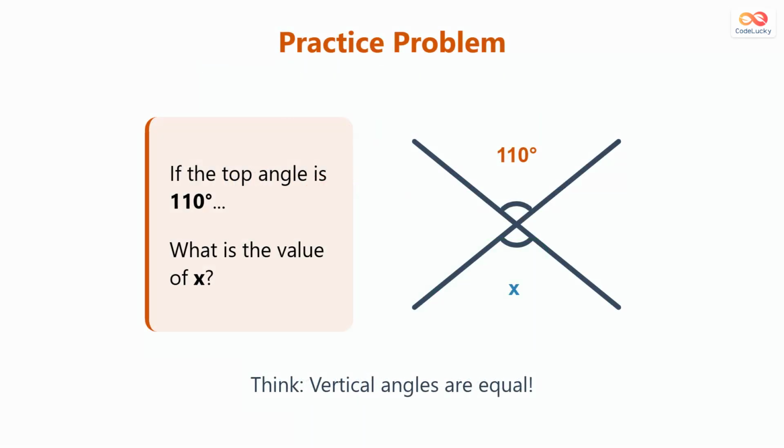Let's apply this to a problem. If the top angle is 110 degrees, what is the value of x? Since x is opposite the 110-degree angle, they are vertical angles. Therefore, x is equal to 110.